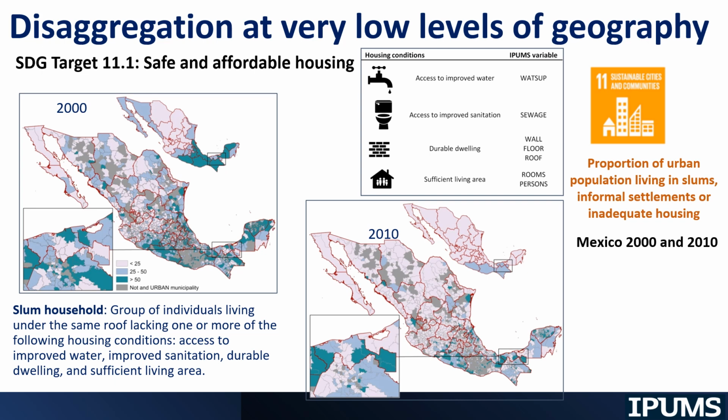This map shows disaggregation at very, very low levels of geography. Here we are looking at proportion of urban population living in slums in Mexico 2000 and 2010, and we see how that changed from 2000 to the 2010 census round.